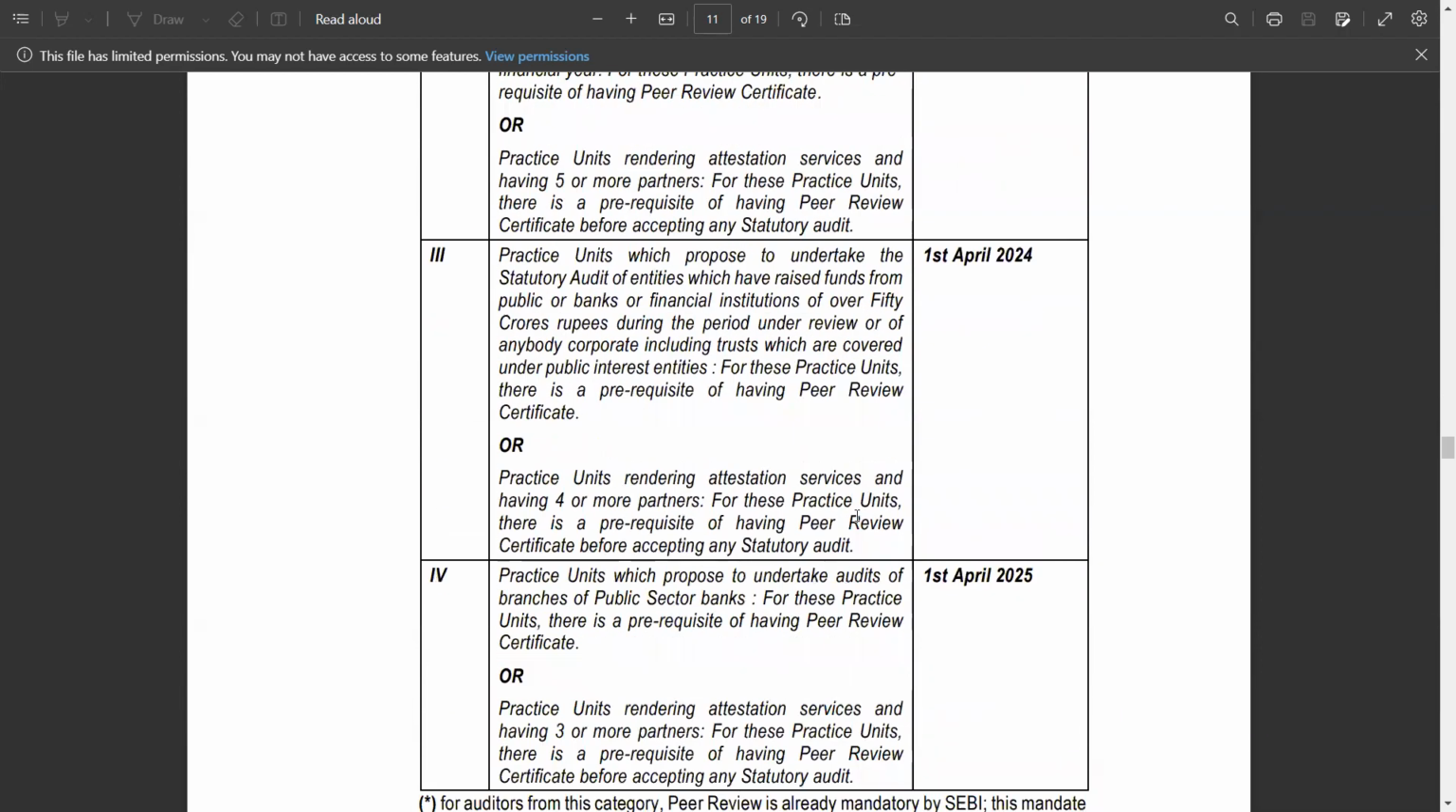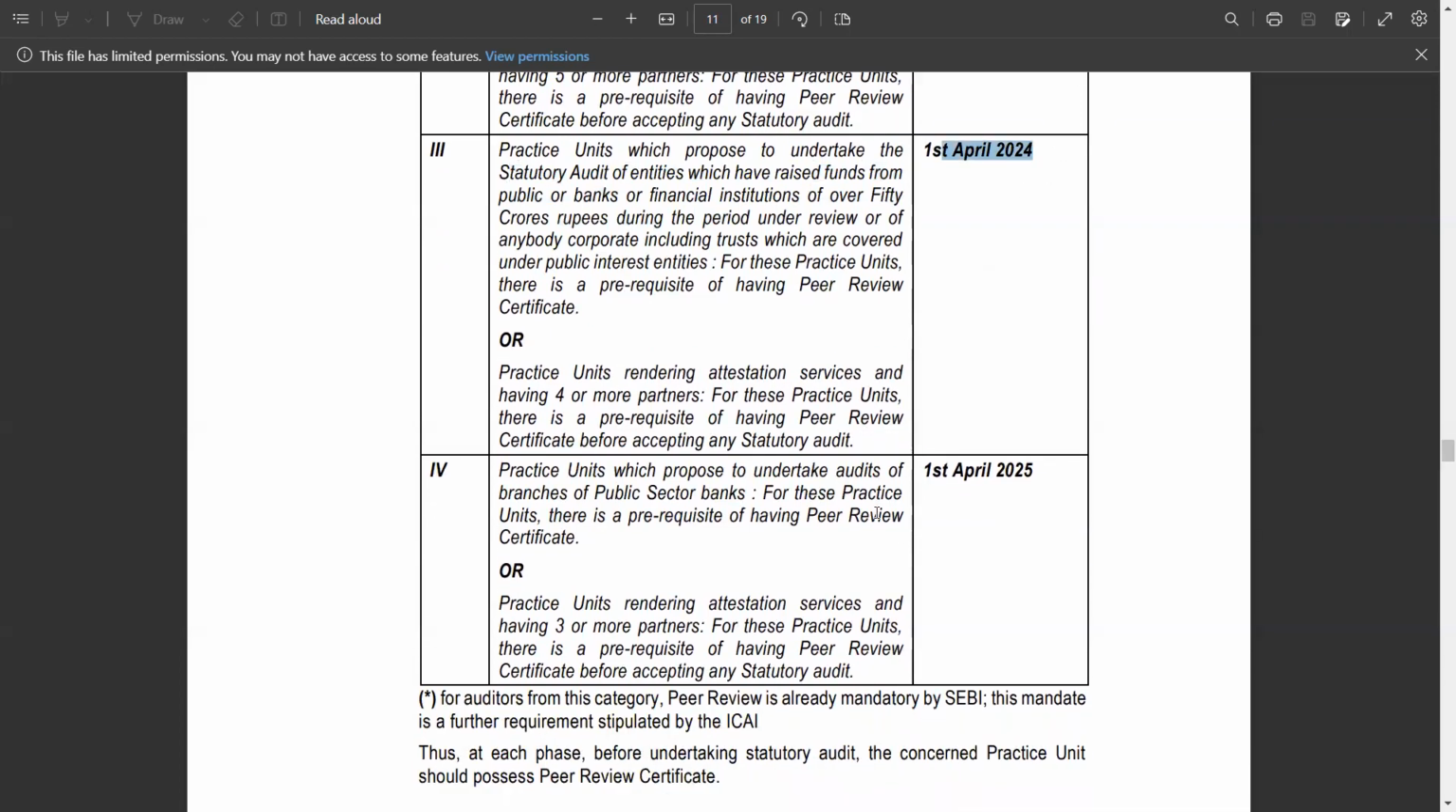So some points to note. This you can read by yourself, like which you propose to banks, financial institutions, etc. From 1st April 2024, and which propose to take public sector banks for these practice, or 3 or more partners, prerequisite mandatory from 1st April 2025.